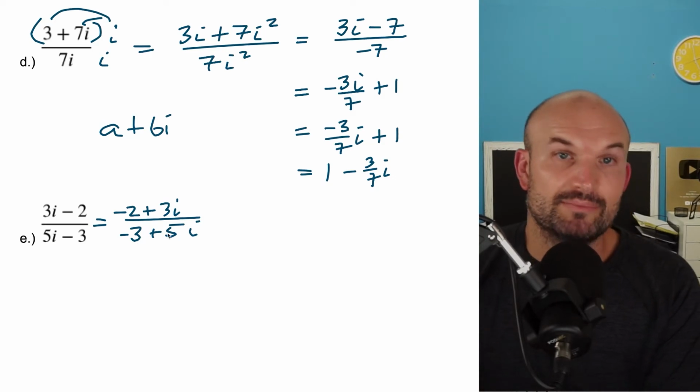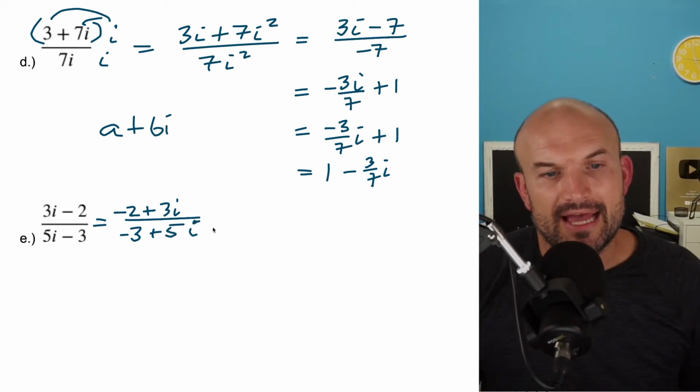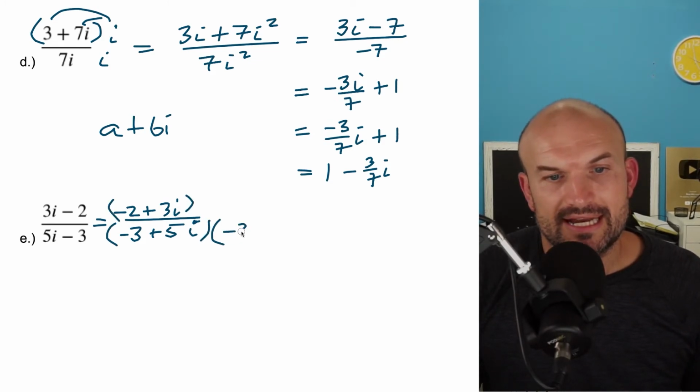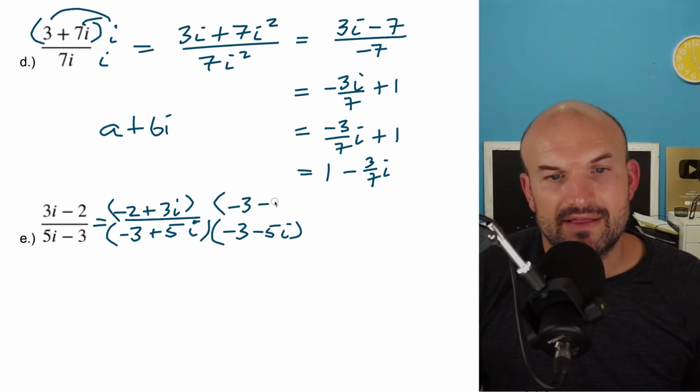You can do a -3 plus a 5i. Okay, now we can multiply by the conjugate here. And so what happens here is when I multiply by the conjugate, what I'm going to get is a -3, and therefore that's going to be a minus a 5i. And we're going to do that on the top as well as on the bottom.